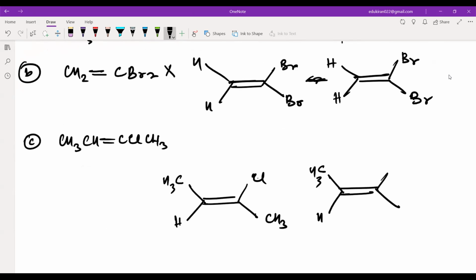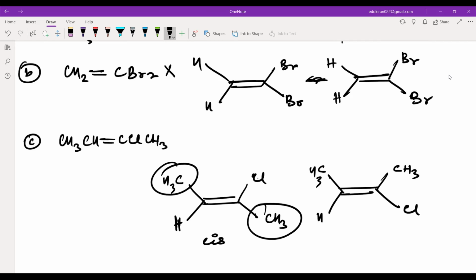Don't flip both of the things, okay? If you flip both of the things, the resultant will again be back to the origin. CH3 and Cl. Now tell me, are these two structures same or different? Different, right? So I can see that CH3 and CH3, so this will be cis, oh sorry, this will be trans. And when you have CH3, CH3 on the same side, this will be cis. Okay.